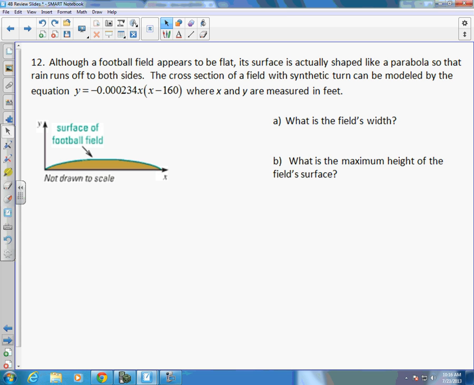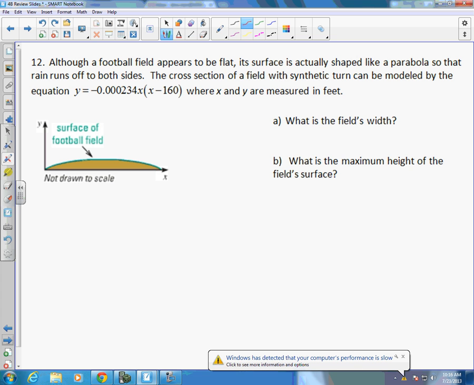Okay, so what you're asking there is like, oh boy, right? You're worried about it, you're freaking out. But essentially, when you look at these word problems, the big thing you want to be able to do is to find the vertex. Okay, that's essentially what you want. So it says, what's the field's width? Well, the field's width would be twice the x value of the vertex. And the maximum height of the field surface would be the y value of the vertex. So if this is the equation right here, I just need to find the vertex of that equation.